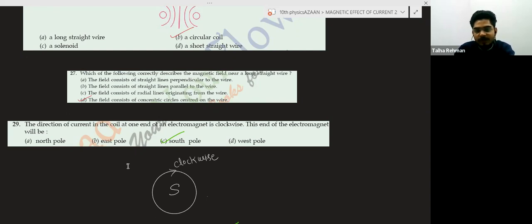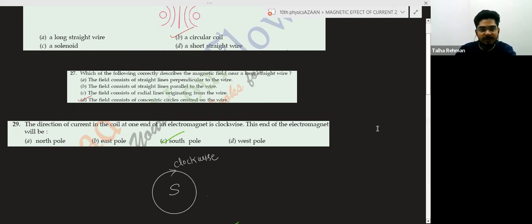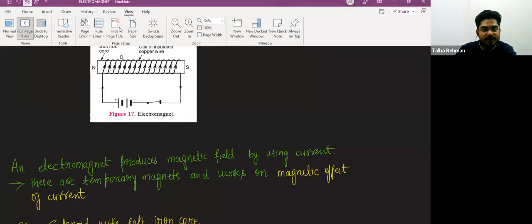we will wind the wire like this in helical form, and we will connect the ends of the wire to the battery, and the current will flow, and we will get a magnetic field due to that. Okay, so this is the electromagnet.